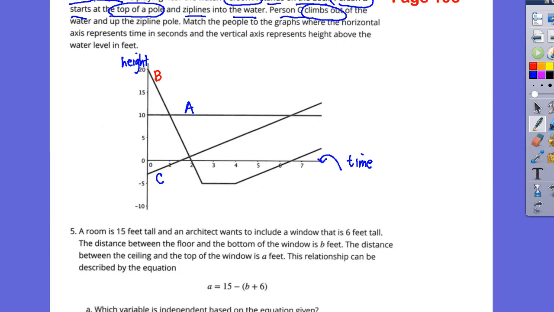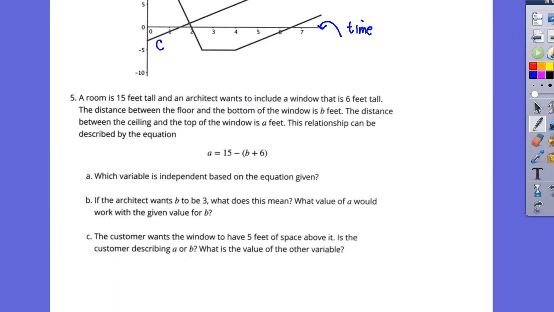Okay. All right. Problem number 5. Problem number 5 again is a word problem, so let's try to underline and circle key words. A room is 15 feet tall, and an architect wants to include a window that is 6 feet tall. So imagine that.